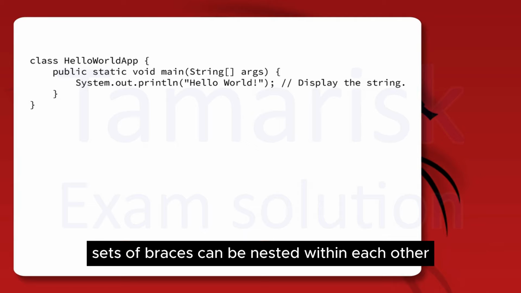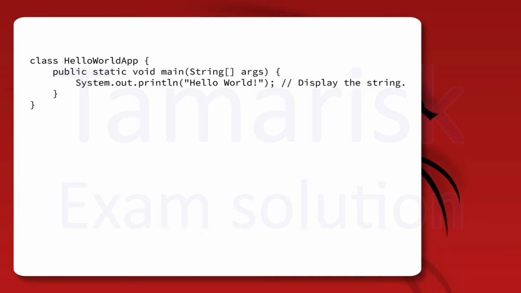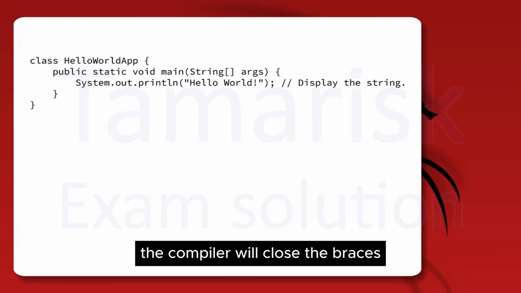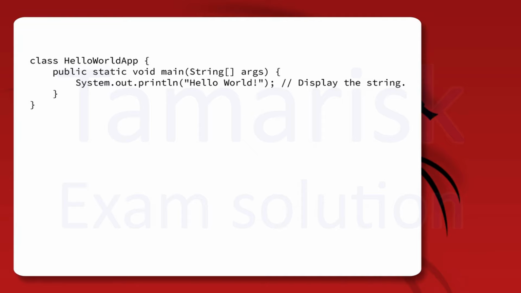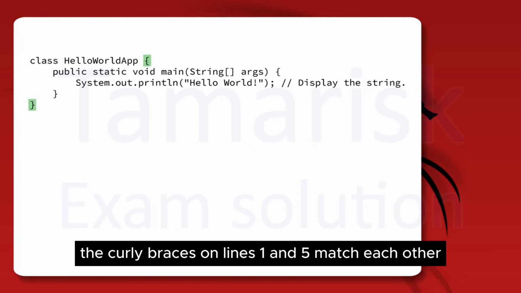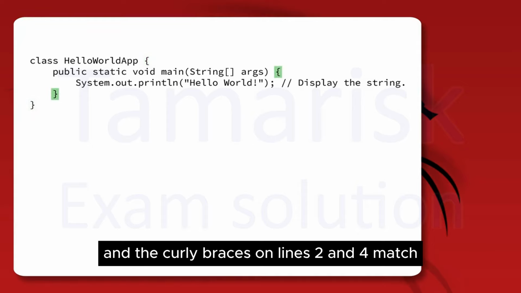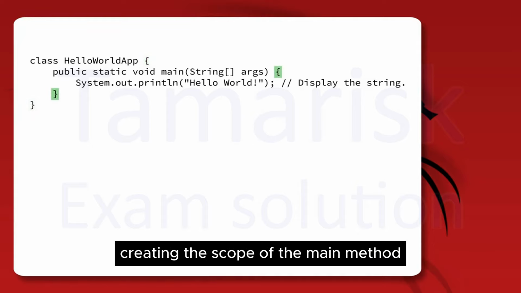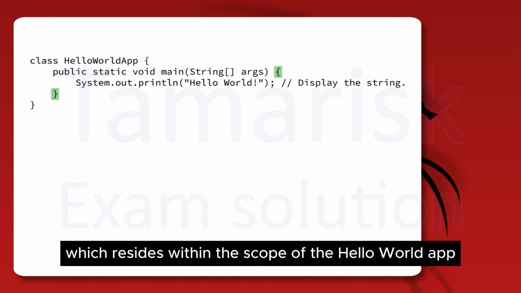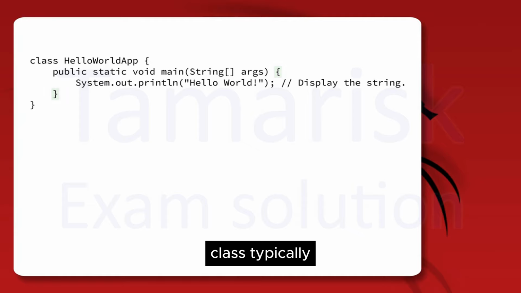Sets of braces can be nested within each other. The compiler will close the braces in the order they are opened. In other words, the curly braces on lines 1 and 5 match each other, creating the scope of the HelloWorldApp class. And the curly braces on lines 2 and 4 match, creating the scope of the main method, which resides within the scope of the HelloWorldApp class.